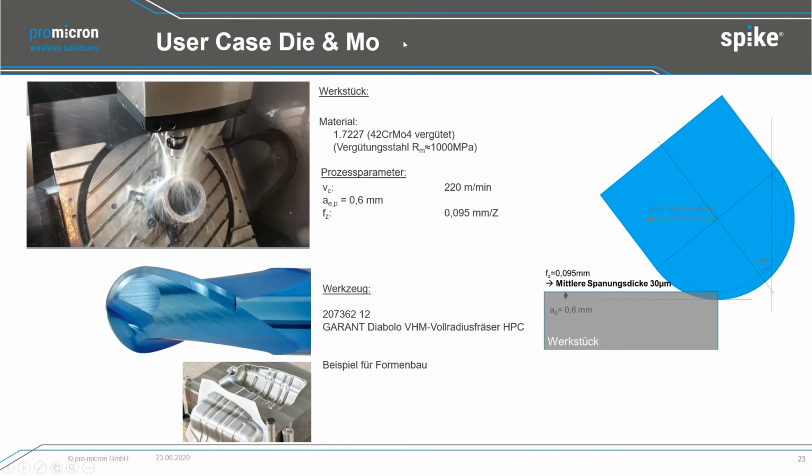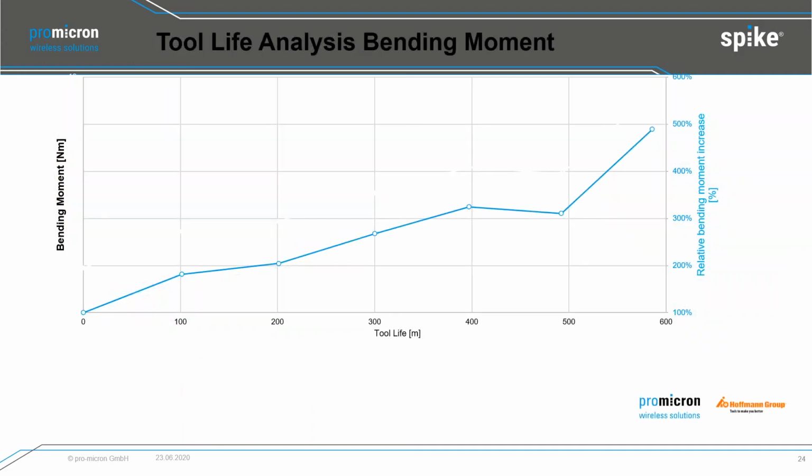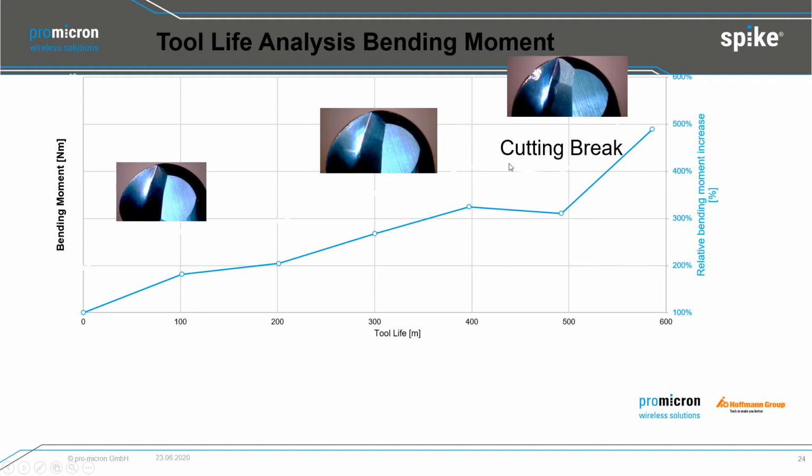My last example is from die and mold with a ball end mill, as I told you before. And here again we did a long time test. The special issue is that the thickness of removing material is very small, and it's a light finishing operation. And the customer wants to know when to change a tool because he is producing bad quality. He wanted to reduce the effort of quality check afterwards. That's why we are looking now at the bending moment development.